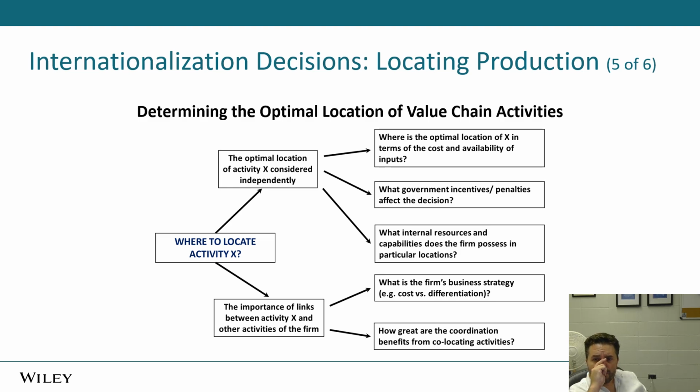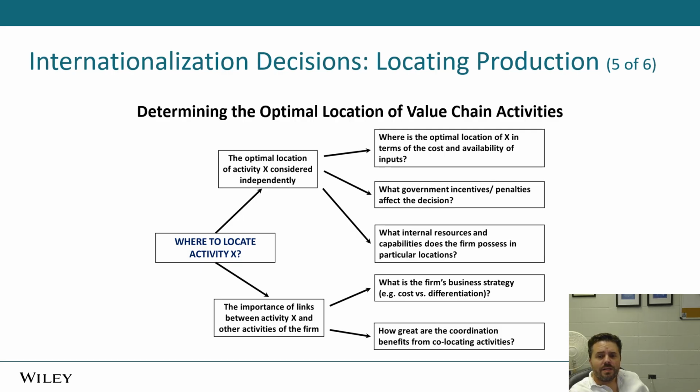What internal resources and capabilities does the firm possess in particular locations? So for example, some firms will have resources and capabilities specific to subsidiaries. Dyson is a British company, but they have a head office in Singapore where they do a lot of R&D. So they've chosen to locate it there because of factors related to Porter's National Diamond Framework. But then the other considerations relate to the importance of the links and the fit of those activities with the firm's other activities.